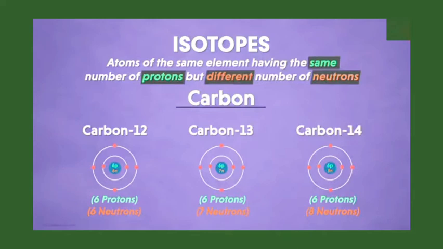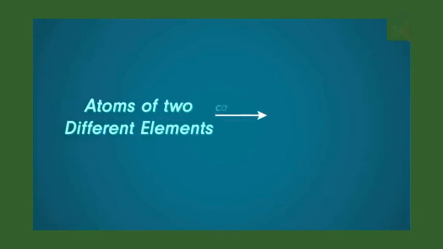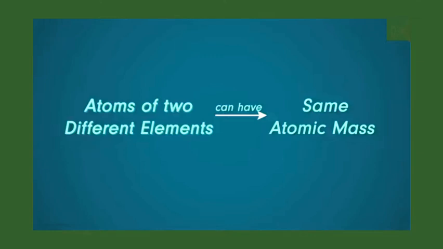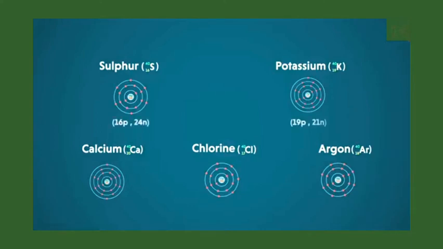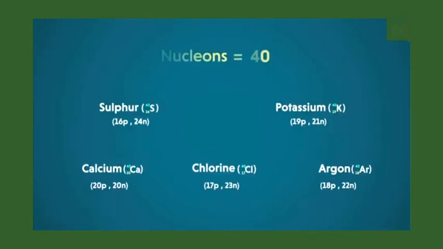Now this was about the different forms of the same element. What if I tell you that atoms of 2 different elements can have the same atomic mass? Yes. Let's understand this with an example. We take 5 different elements: sulfur, potassium, calcium, chlorine and argon. Now if you notice, in each case the number of protons and neutrons is different. It's 16 and 24 here, 19 and 21 here, and so on. That's right. However, the total number of nucleons in each sums up to 40.